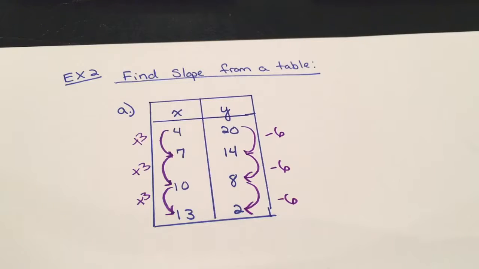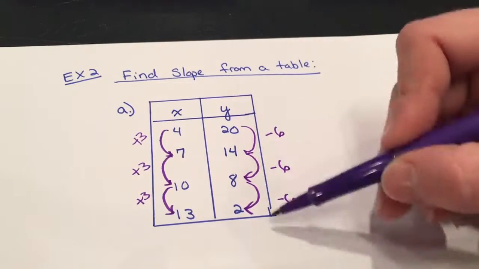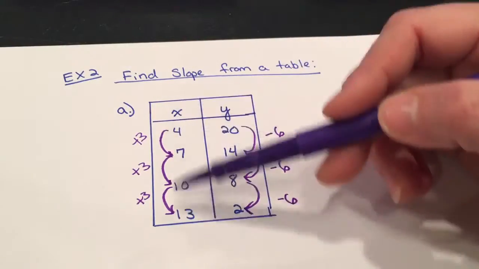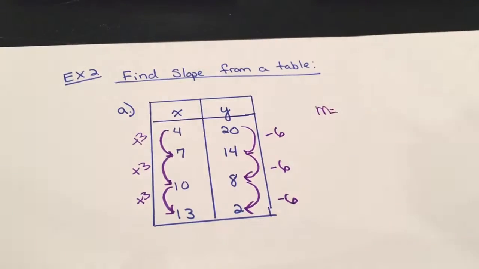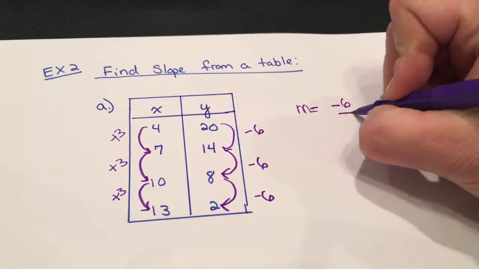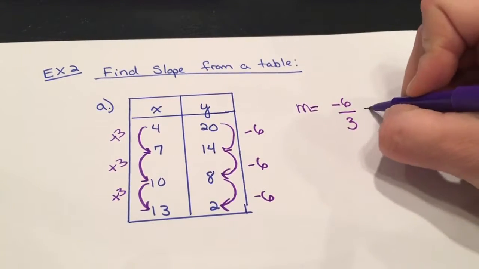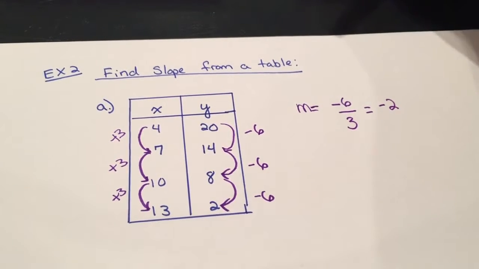We've got this 3 and this 6. And as I said before, slope is the change in the y's over the change in the x. So if we look here, my slope, and m is what we use to denote slope, m is equal to -6 over 3, which equals -2. So that's one method using a table, and this works really nicely as long as it's changing at a constant rate each time, okay?